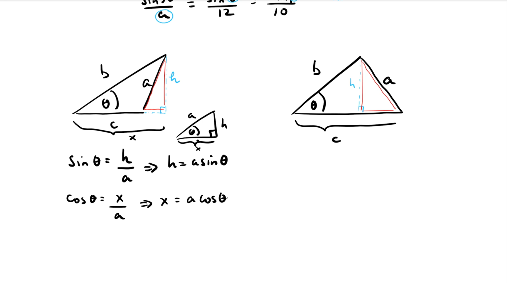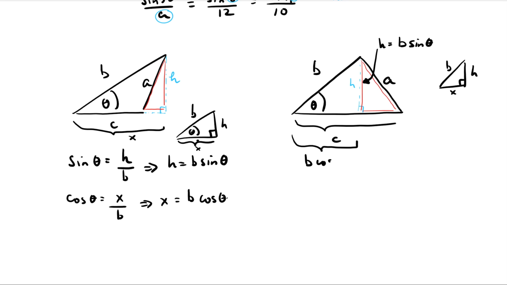Maybe similarly here, this h would be also, oh, I made a mistake. This should be b here because it's the hypotenuse. So this is a b here that goes there. So this similarly is going to be b sine theta. Looking at this right triangle with height h, this could be x, and this could be b. And again the base of the right triangle, this x, is b cos theta.